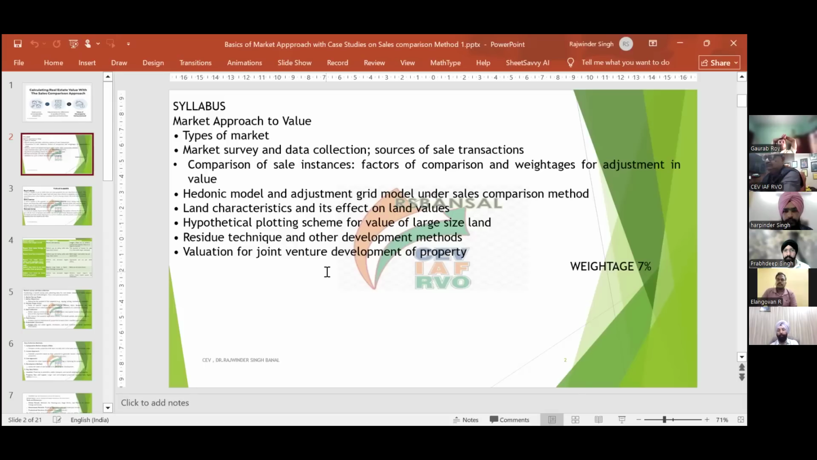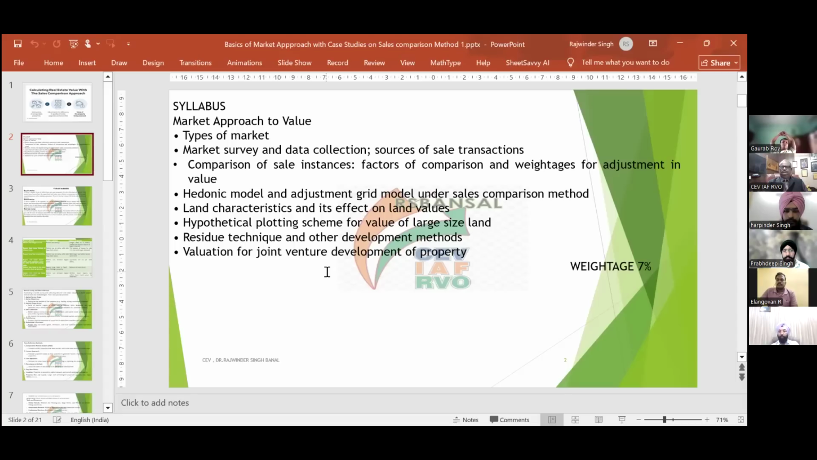Here there are many methods which you can employ during your valuation. First method is hedonic model. Second method is adjustment grid model. And third method is sales comparison method. These are the three methods we generally use when you can get suitable data for market approach. And then what are the land characteristics and its effect on land values, you must know.